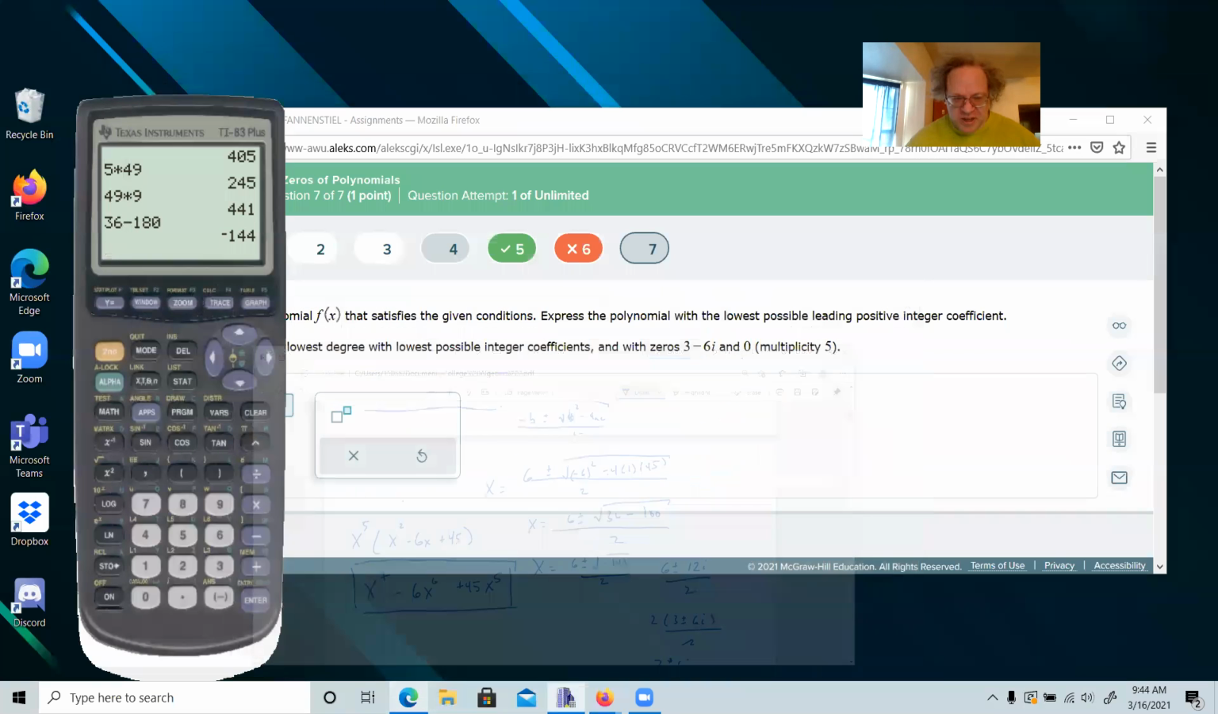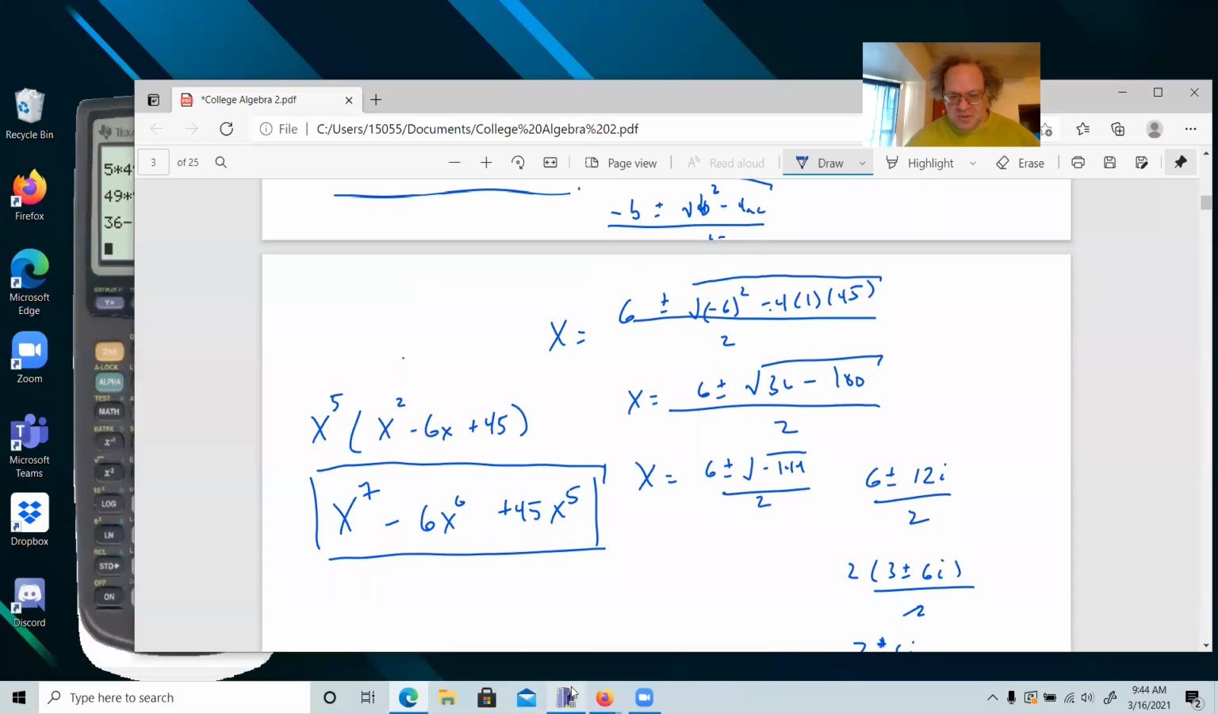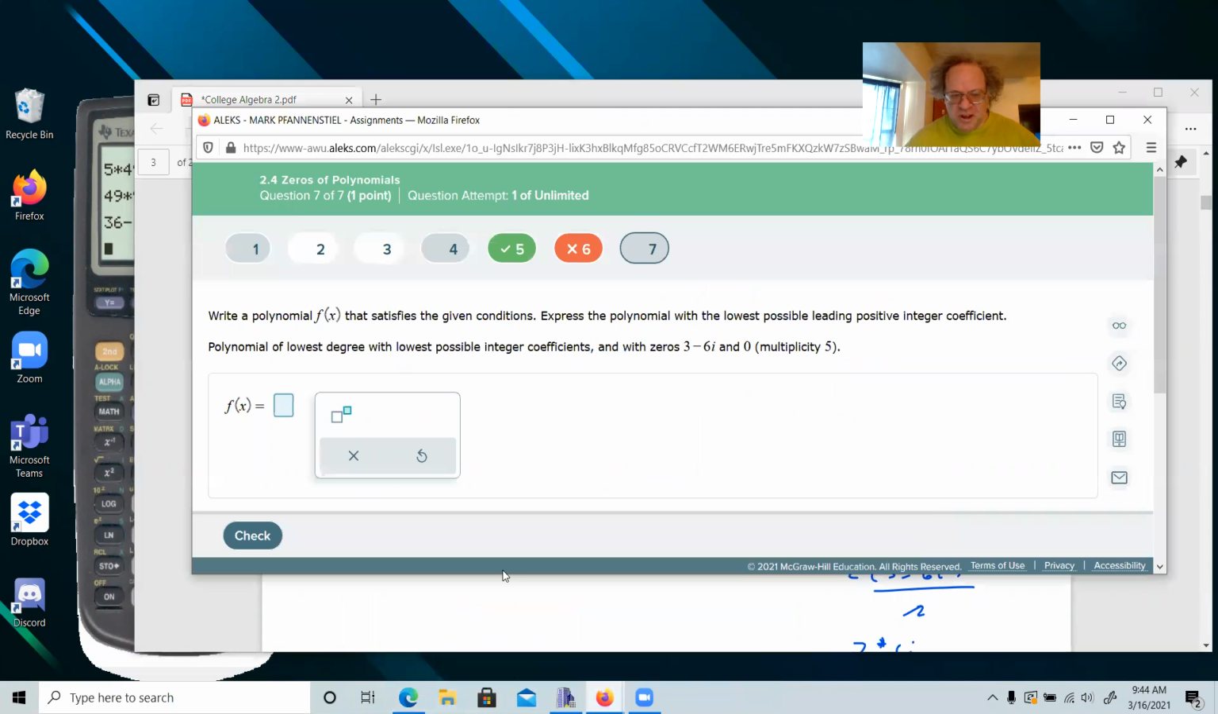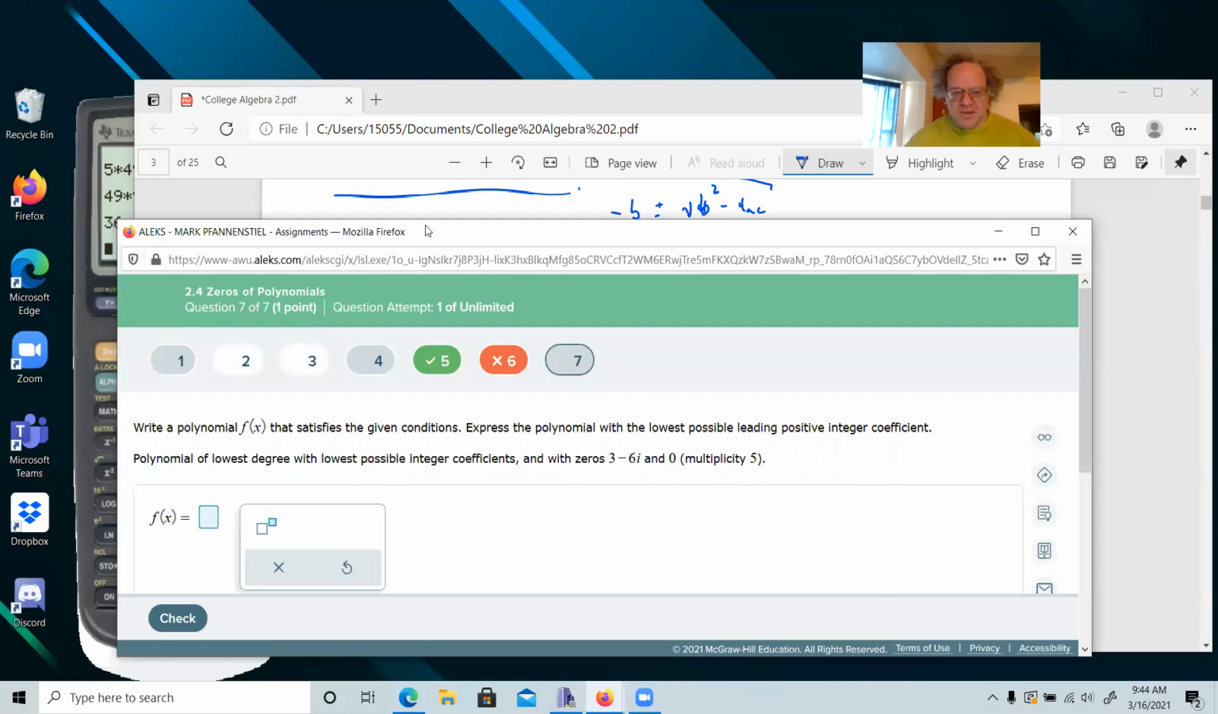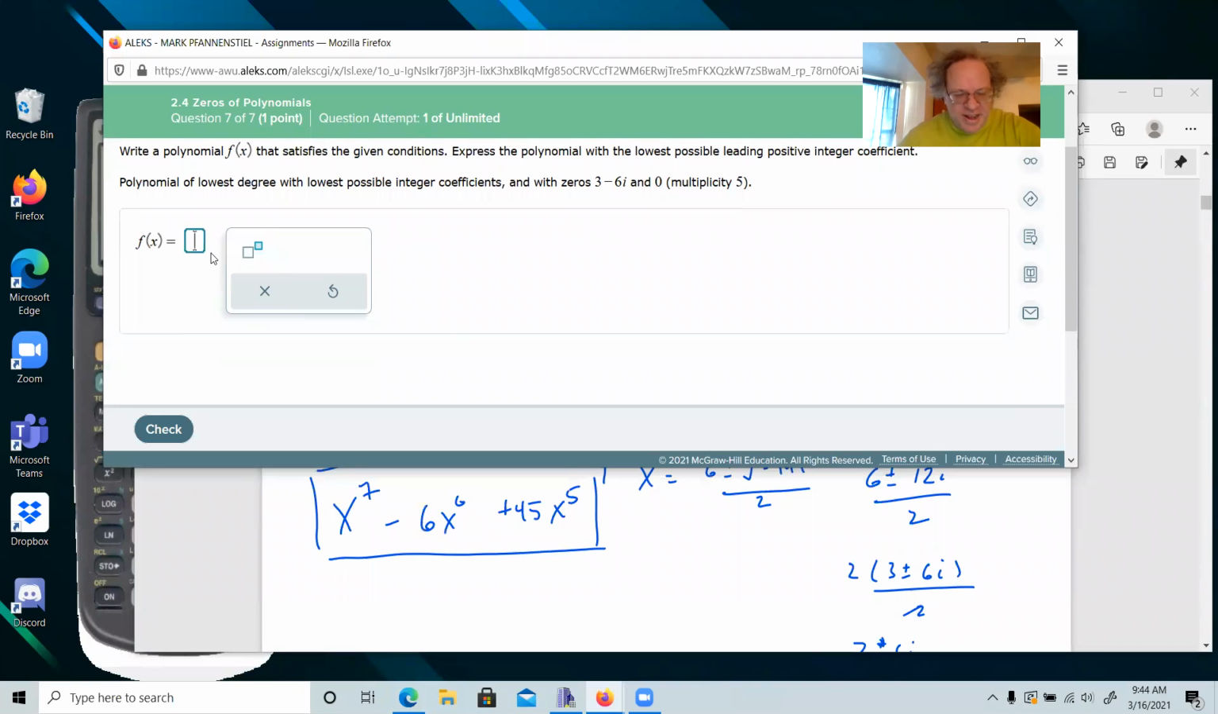Let's see if the computer is going to be my friend, or am I going to be flawed again here? All right. Yeah, we'll put it up here. We'll make it a little bit smaller. Again, I don't know how you guys do this. x to the 7th, minus 6x to the 6th, plus 45x to the 5th. I think we're good. Yeah, it didn't tell us we had to match anything at 0. Thank goodness, because I don't think we could. But all right, it's happy.